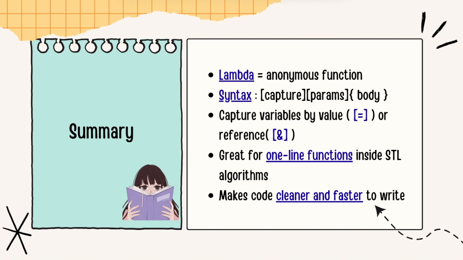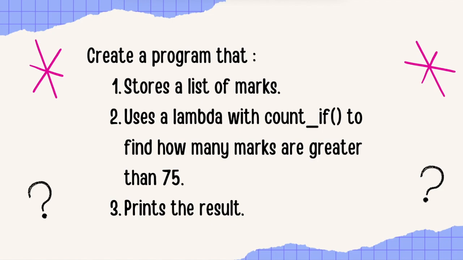So we learned lambdas are anonymous functions which are great for one-line functions inside STL algorithms and make our code cleaner and faster to write. This is what you have to do. Create a program that stores a list of marks, uses a lambda with count if function to find how many marks are greater than 5 and then print the result.